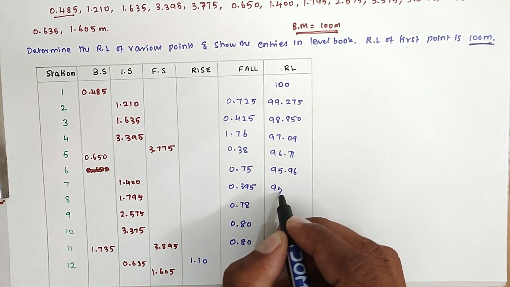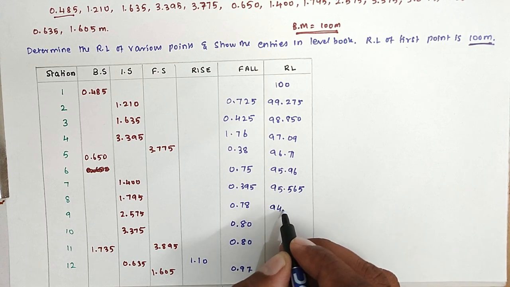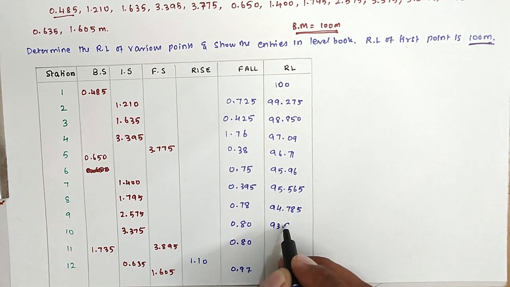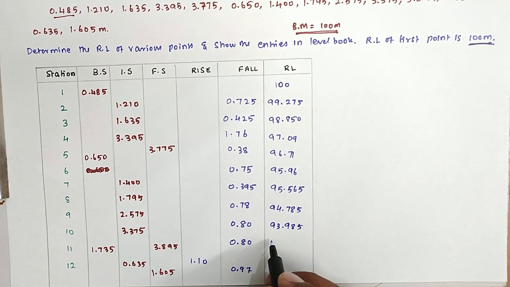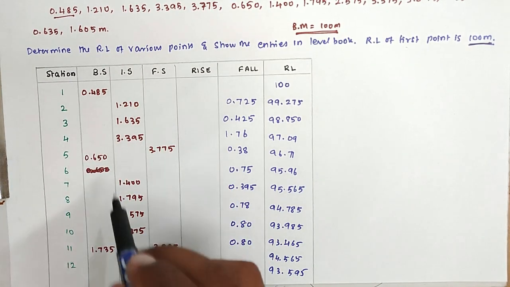Next thing is 95.565. Next is 94.785. Next is 93.985. Next is 93.465. Next is 94.565, because it will be adding. Next is 93.595. From that we can add all the columns.